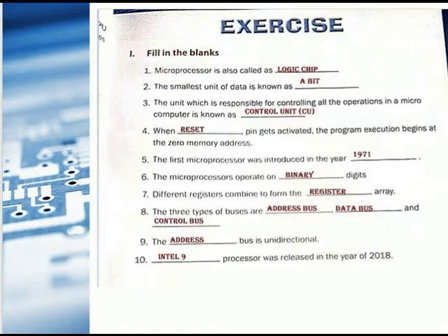The unit which is responsible for controlling all the operations in a microcomputer is known as control unit. When reset pin get activated, the program execution begins at the zero memory address. The first microprocessor was introduced in the year 1971. The microprocessor operates on binary digit.